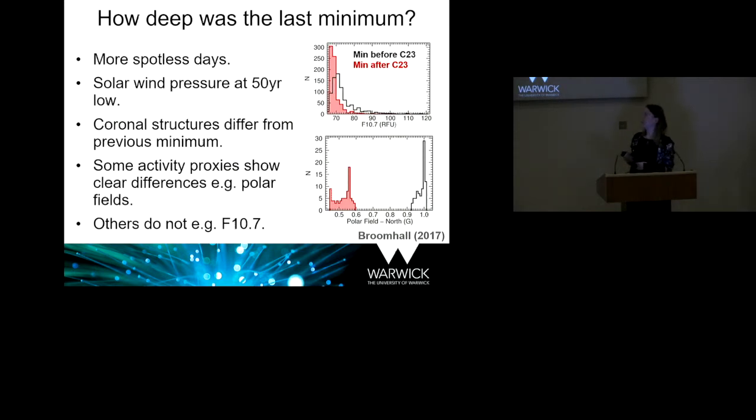But while some activity proxies, like the strength of the polar field, showed a clear difference between the two minima, so the red here is the minimum after cycle 23, and the white is the minimum before cycle 23, other proxies, like the 10.7 centimetre flux, hardly show any difference at all.